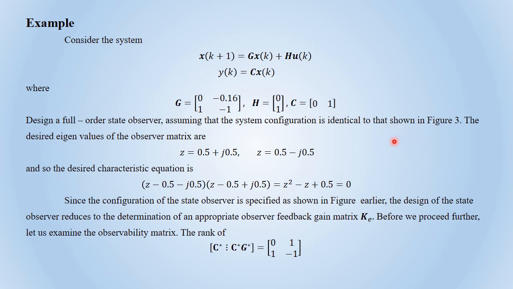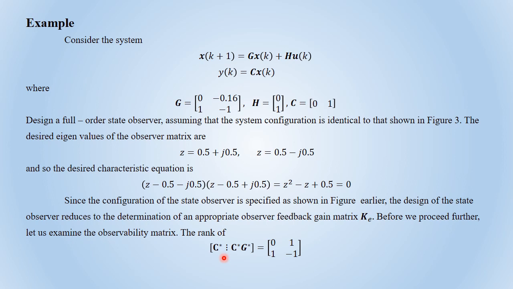shown in figure 3, and the desired eigenvalues of the observer matrix should be at 0.5 plus minus j 0.5. Now the desired characteristic equation is this, and from this we will find out the values of alpha i's, and the rank. First of all, we have to determine the observability matrix.